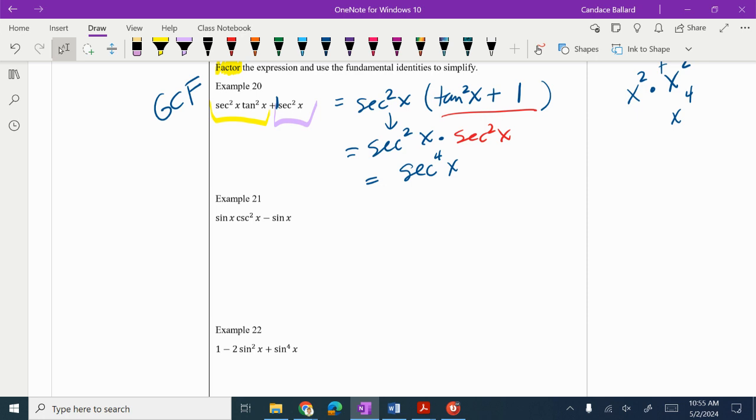Okay, let's check it. So I have two groups there, right? I have what I would call the yellow group, okay, and the purple group. What do they have in common? Sine, perfect. Okay, so we're going to pull out a sine. Sine x comes out, okay? What's left behind in the yellow group? Good. Cosecant squared x, and what's left in the second group? -1, perfect.